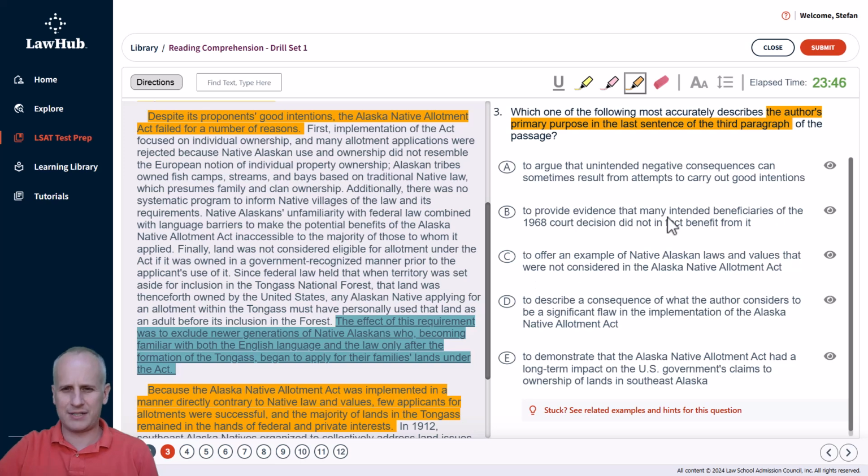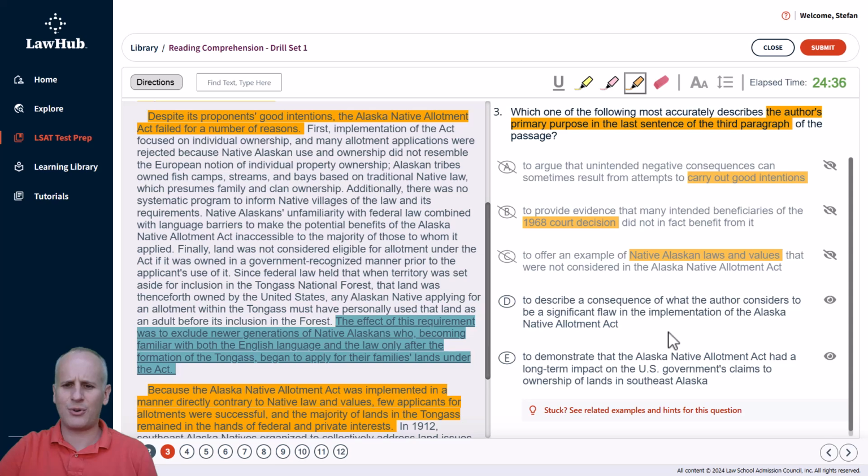So looking at choice A, again, we've got our highlighted tool already selected. Choice A says it was there to argue that unintended negative consequences can sometimes result from attempts to carry out good intentions. Well, we're not talking about good intentions at all at this point. You might select this if you are kind of thinking about the passage overall, but we're not talking about carrying out good intentions in this specific location whatsoever. Then choice B, to provide evidence that many intended beneficiaries of the 1968 court decision. We haven't even talked about the 1968 court decision at this point, so we can eliminate that pretty immediately. Then choice C, to offer an example of Native Alaskan laws and values. We're not actually talking about Native Alaskan laws and values at this point either, so we can eliminate that immediately.